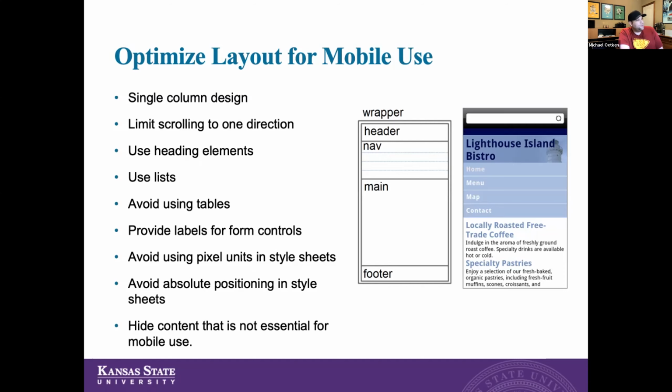Avoid using pixel units in our style sheets. Okay, so for our mobile screen style sheets, we're going to use probably percentages, things like that instead of pixels, because we have so many different mobile screen sizes out there, different phones. We don't want to use absolute positioning. Okay, we want to have it be flexible, and we want to hide some of that content that's really not essential for mobile use.